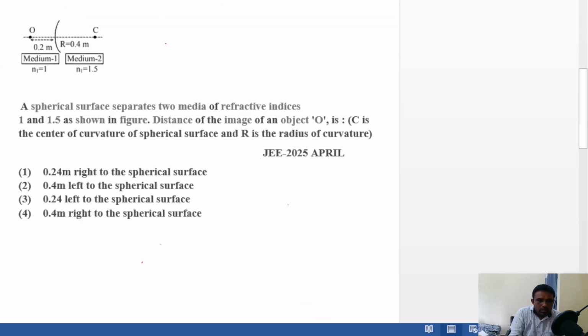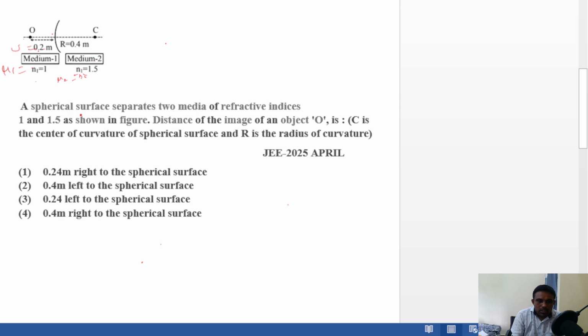Next, here one mirror is given. O is the object. The object is placed to the left of the mirror. The distance between the object and the mirror is 0.2 meters. So this is u. The radius of curvature is 0.4 meters. The left side of the mirror is considered as medium 1 and the right side as medium 2. So mu 1 is equal to 1, mu 2 is equal to 1.5. Here mu 1 is n1, mu 2 is n2.